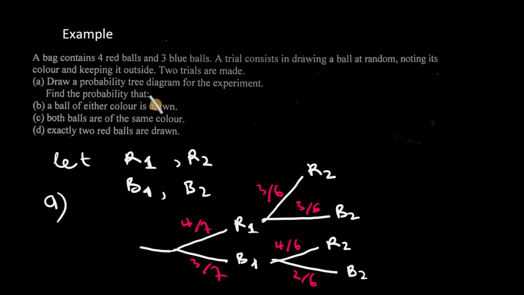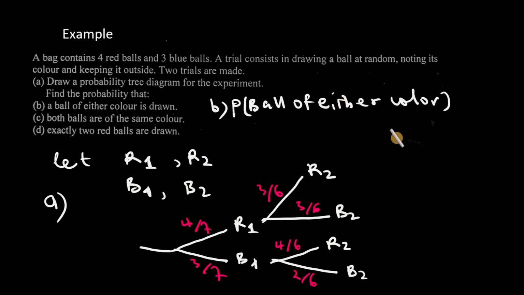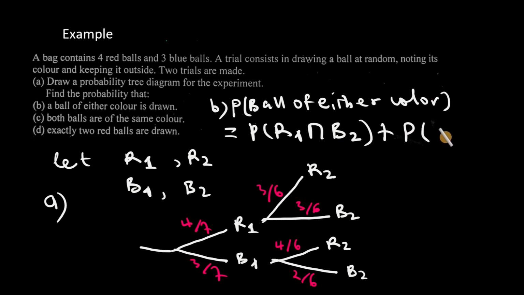Now find the probability that B, a ball of either color, is drawn. That's probability of a ball of either color. Probability of a ball of either color means that the 2 balls I will draw from the bag in the first and the second trial can either be red and blue ball or blue and red ball. That means in the first trial maybe I had a red ball, and then in the second trial I had a blue ball. Or here, or means plus or union, so that's it, plus. Or in the first trial I had a blue ball, and in the second trial I had a red ball.